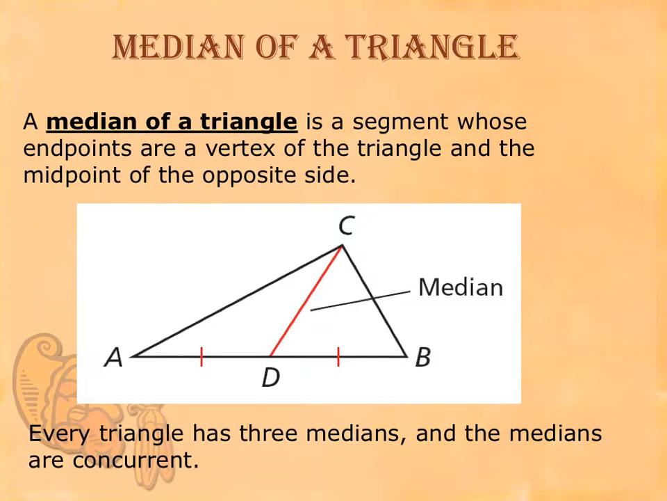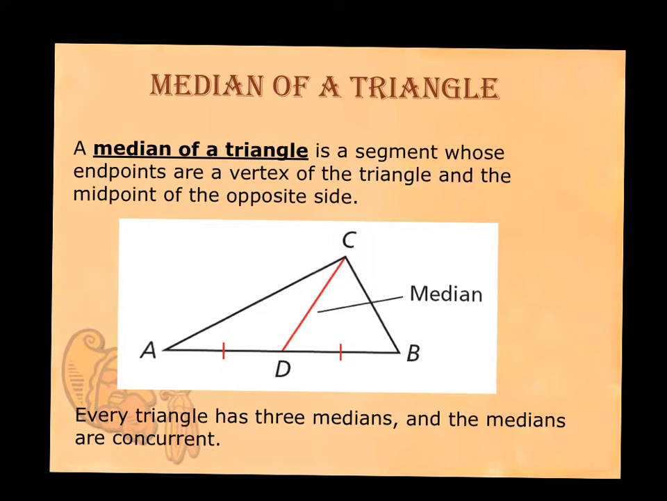So we start with a median. The median of the triangle is a segment whose endpoints are the vertex of the triangle and the midpoint of the opposite side. So median goes vertex to midpoint.